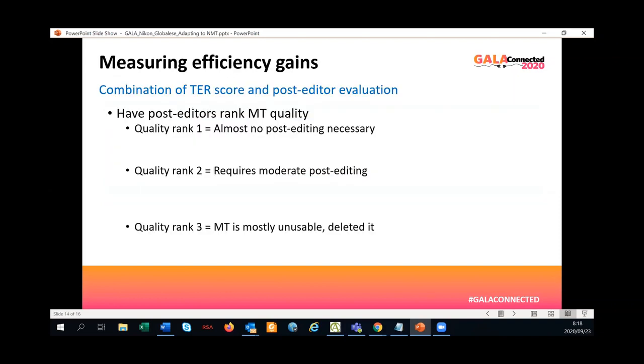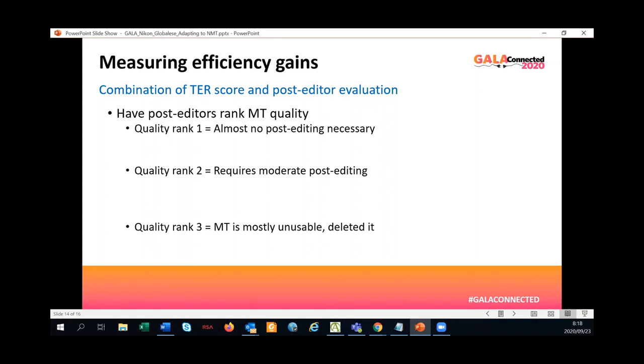And then one big question that we've had over this time that we've been using MT is how to quantify any efficiency gains that we were getting. And not just for ourselves, for upper management, and also for anybody who's post-editing, maybe external post-editors or internal post-editors. We came up with our own method to try to measure this, and that was a combination of using TER score plus a very simple post-editor evaluation system.